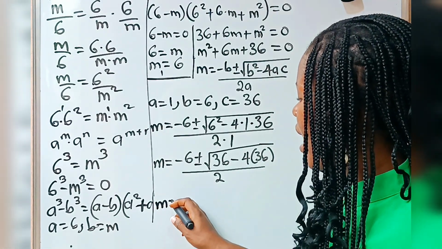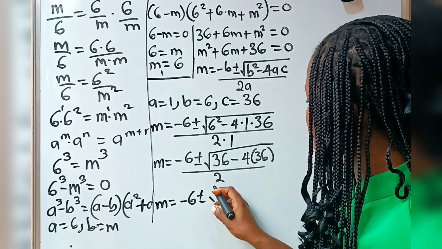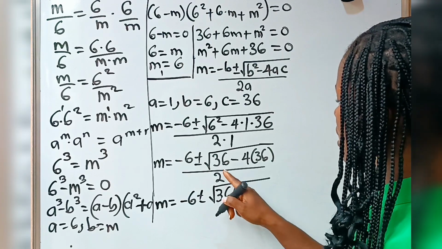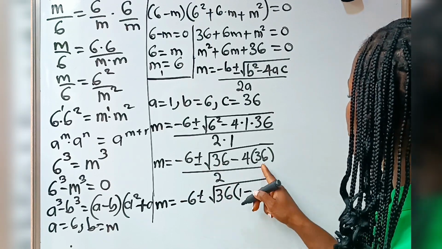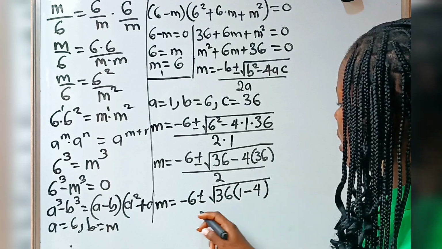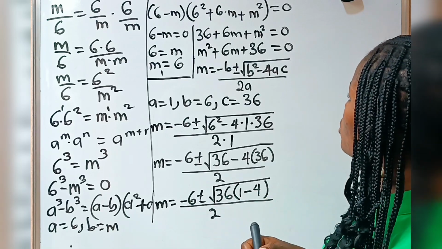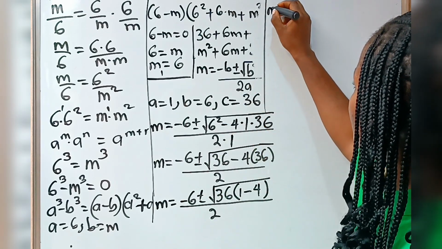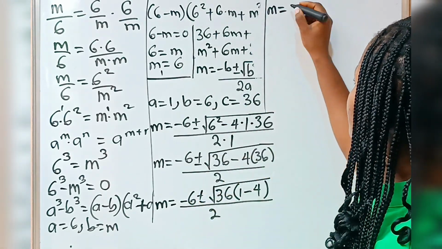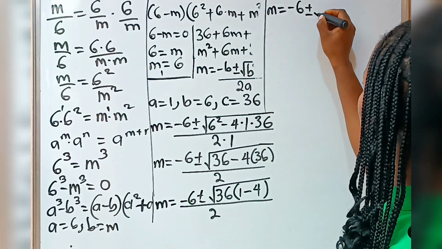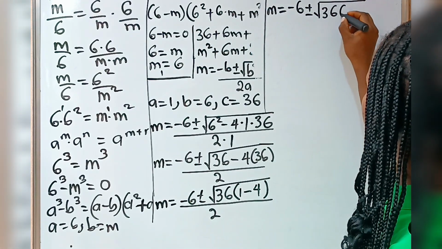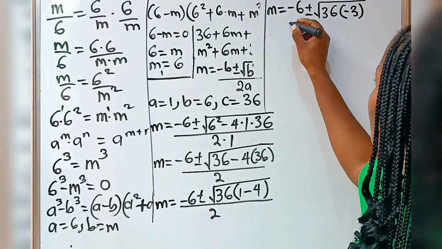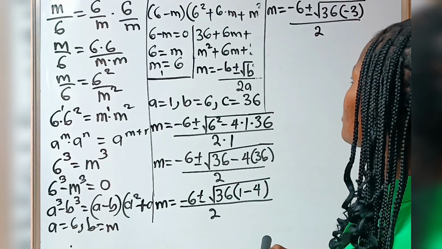Now let's continue. So our m will be minus 6 plus or minus the square root of, now this is what they have in common. Let's factorize that out. Now, when this is divided by itself, we have 1. When this is divided by this, we have 4. Everything divided by 2. Okay, then we have that m is equal to -6 plus or minus square root of 36 multiplied by 1 minus 4 will give us -3. Okay, now everything divided by 2.